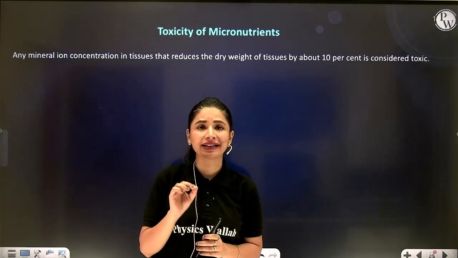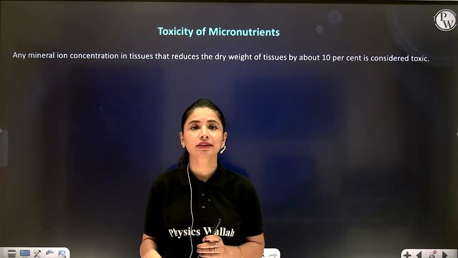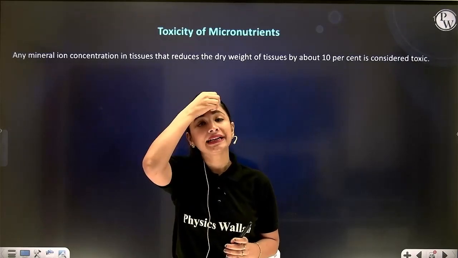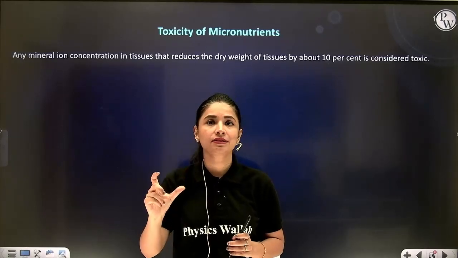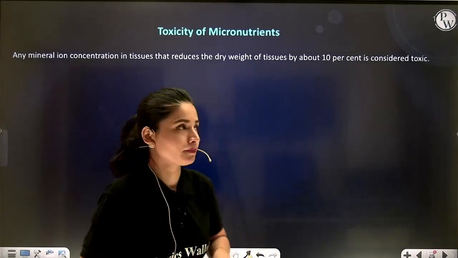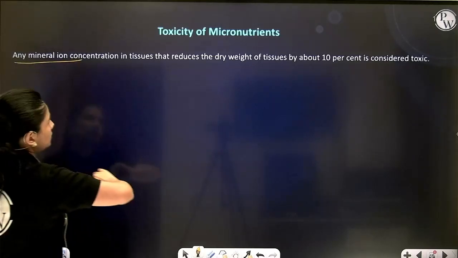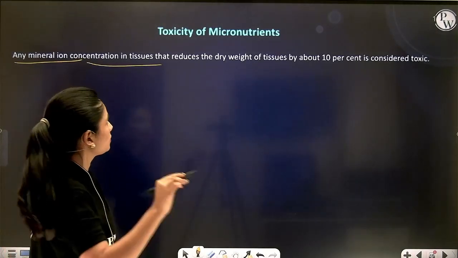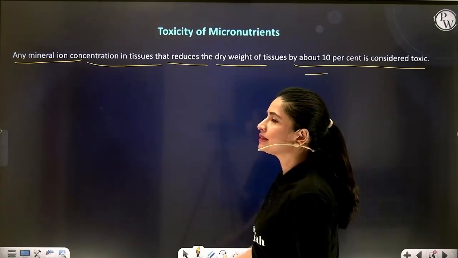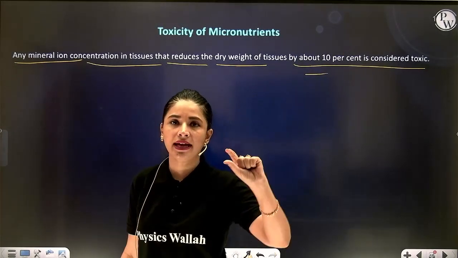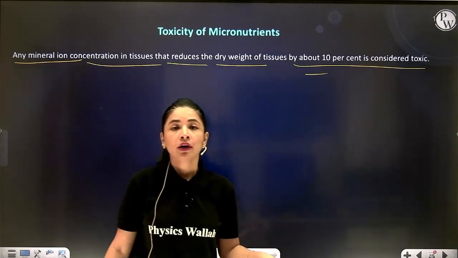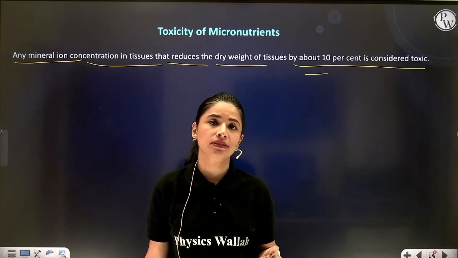Now, there is one specific definition to define a toxicity condition in the plant. When the overall dry weight of the plant body gets reduced by 10%, then that means the plant is showing toxicity of some element. What is toxicity? When any mineral ion concentration in tissue reduces the dry weight of the plant by 10%, it is considered toxic. Suppose there is an element called manganese, and it is becoming toxic, that means it is going to reduce the overall plant weight by 10%.